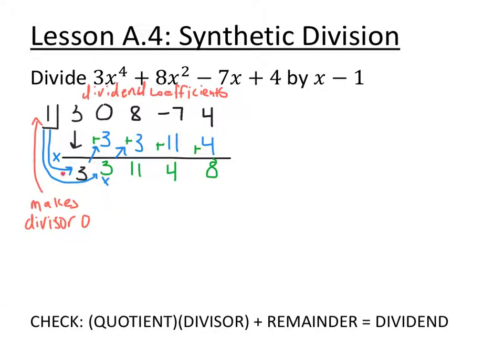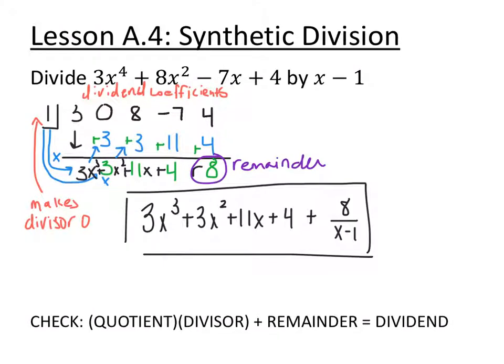So then this down here are the coefficients of your answer. If we divide 3x to the 4th by x minus 1, think about your polynomial division. What would I have to multiply x by to get 3x to the 4th? Well, it would be 3x cubed. So this first term just drops a power. Whatever you started with, you drop one power. So 3x cubed plus 3x squared plus 11x plus 4, and then the number at the end is your remainder.